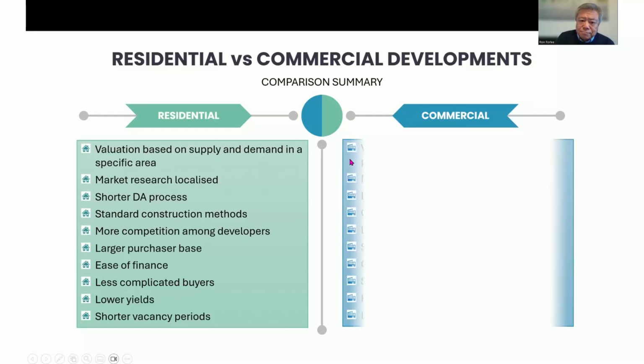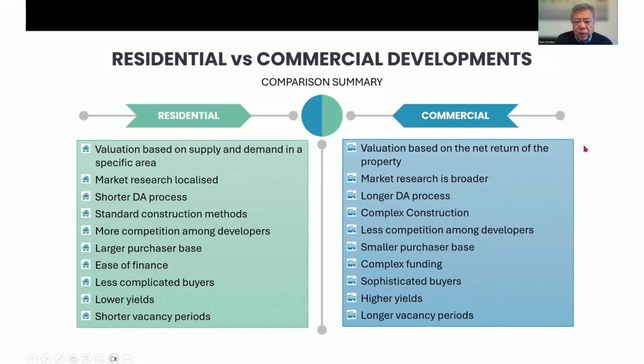So let's look now at the commercial side, when we look at valuations. I will go in depth later on how commercial properties are valued, but it's based on the net return of the property. It's based on the income. The market research will always be broader because it's a larger demographic that you would draw to a business. The DA process is longer. However, there are areas where, if it's zoned, you have less complications. The construction can be complex, but that depends on the design.